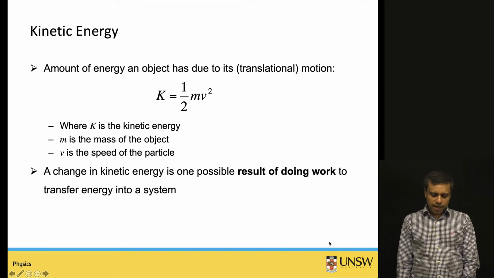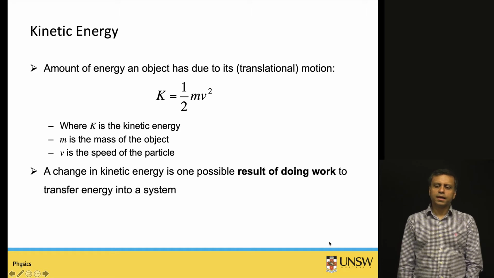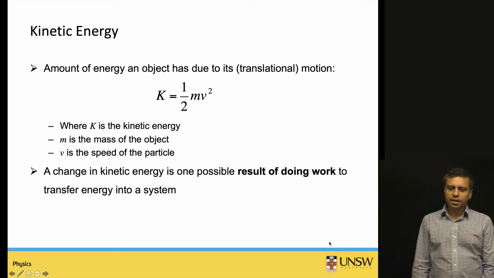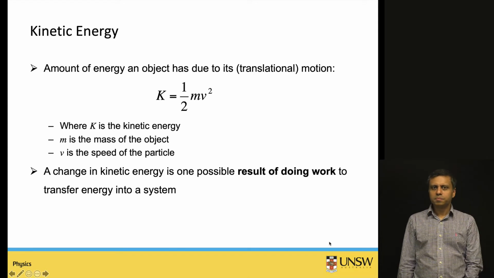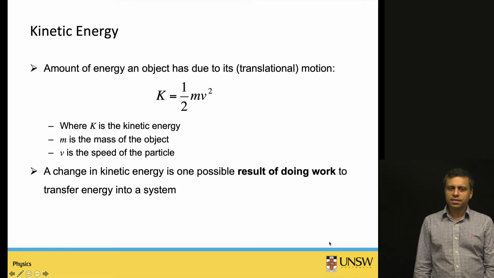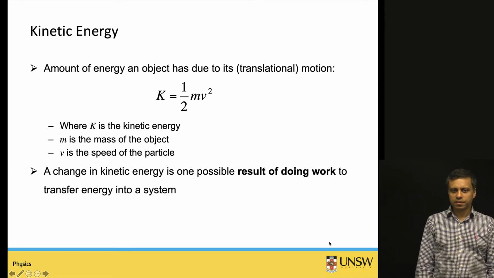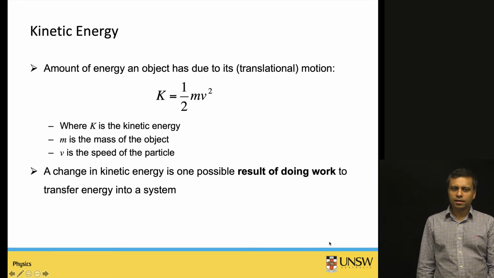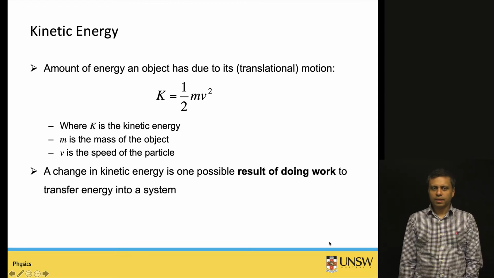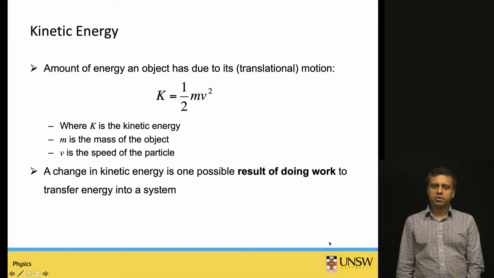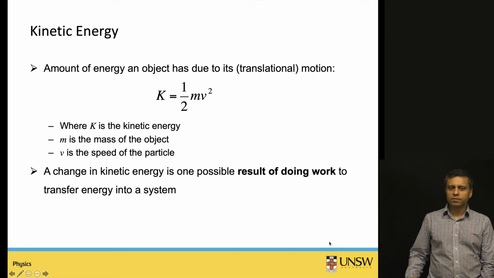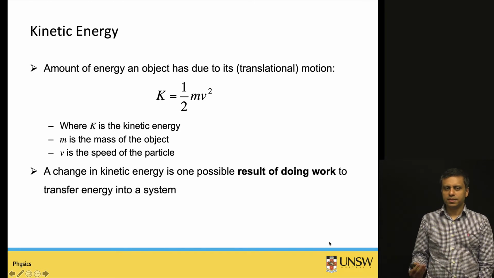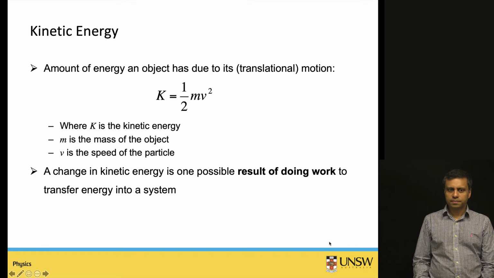So then let us discuss kinetic energy. Kinetic energy is the energy associated with translational motion. So if a particle of mass m is traveling at a speed v, then the kinetic energy is given by K equals half mv square. And how do you change the kinetic energy of an object? You have to change the speed of the object, and you can do that by doing work on the system, because work is the process of energy transfer. So if you transfer energy to the system, its velocity can change. So the kinetic energy can change.